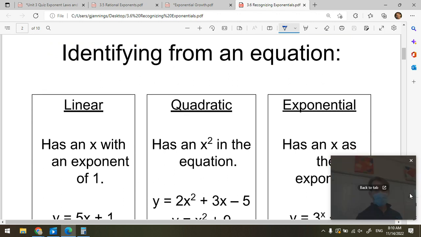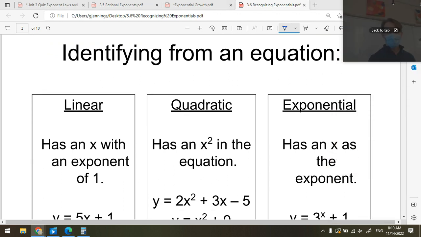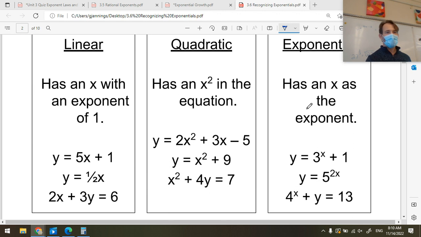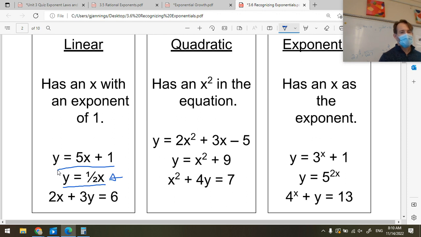If we're looking at an equation, these are the simplest ones to identify. If you're looking at a linear equation, you're going to see something that looks like y equals mx plus b, or y equals some number multiplied by x. This is still y equals mx plus b here. B just happens to be 0 in that case. Or you'll see it in ax plus by equals c.